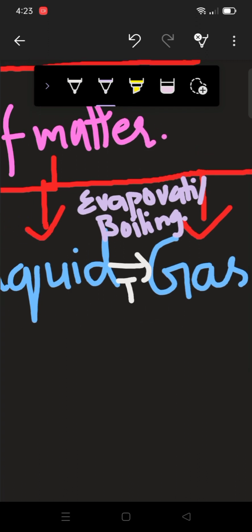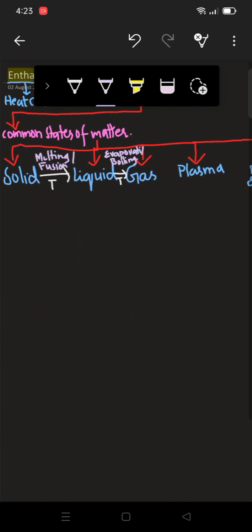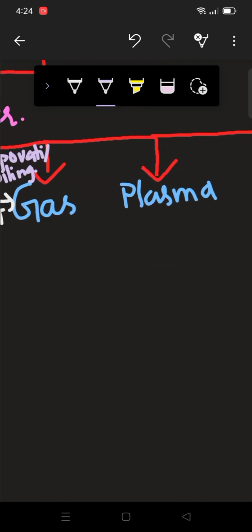When we provide temperature to liquid, it goes under the process of evaporation or boiling. Then it converts itself into gas. Alright. Initially we provided temperature to solid. It went under the process of melting or fusion, and it converted into liquid. Then we provided temperature to liquid. It went under the process of evaporation or boiling, and thus converted itself into gas. Then providing temperature to the gas.